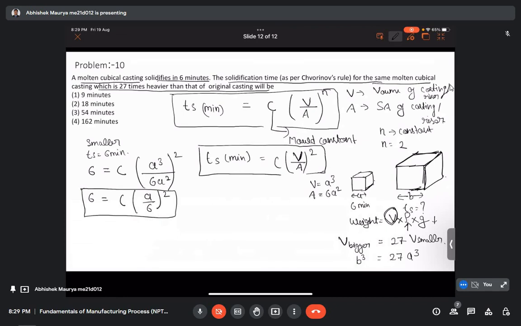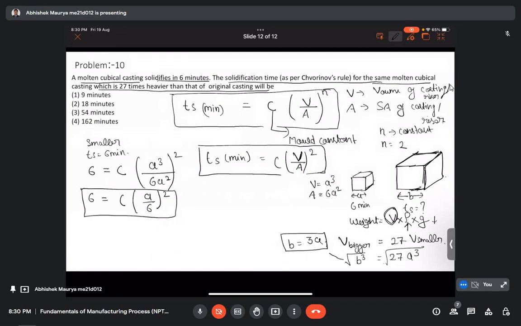Then if we take the cube root on both sides, what will we get? We will get B is equal to 3 times A. So we have got another relation: the side length of the bigger cube is 3 times the length of the side of the smaller cube. Now let's try to calculate the solidification time for the bigger block.